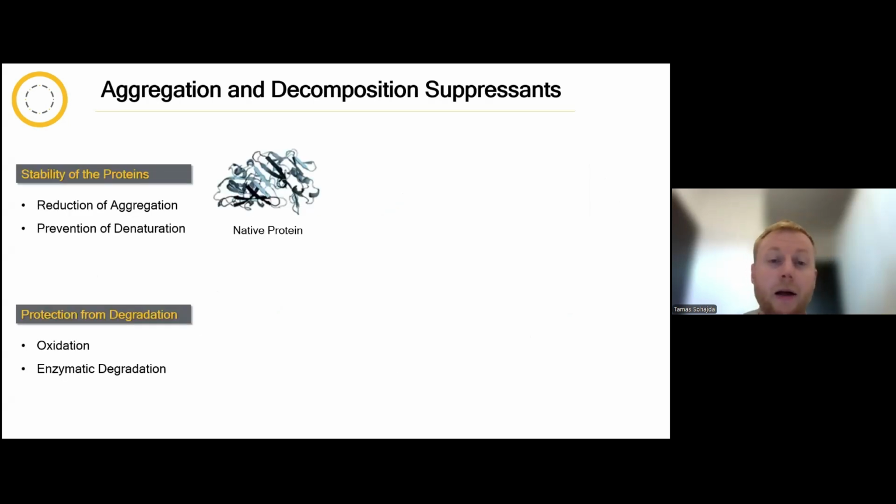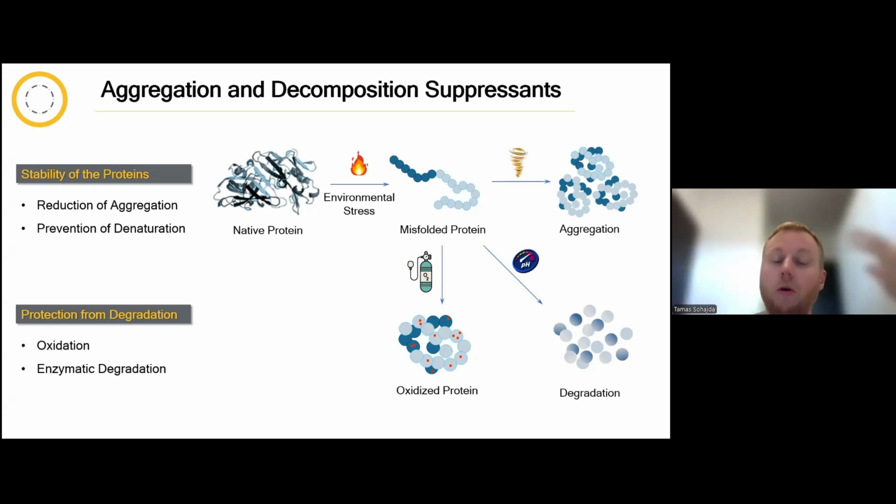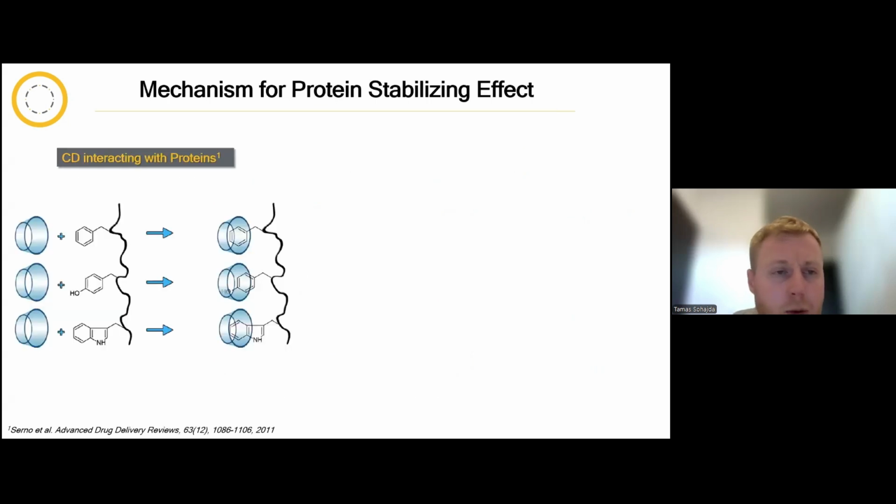So let's see how. Here we see a native protein, and usually upon some stress there is a misfolding of the protein, which is followed by aggregation, degradation, or in some cases oxidation, depending on the nature of the stress. If we combine the protein with the ideal cyclodextrin, in an optimized formulation, the cyclodextrins can prevent all of them. But how is this happening?